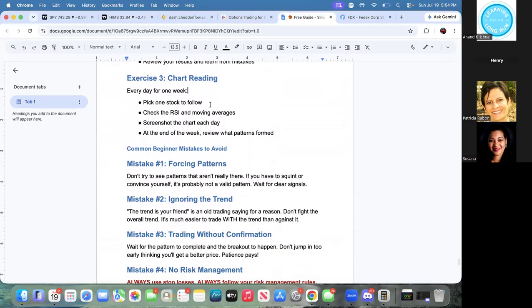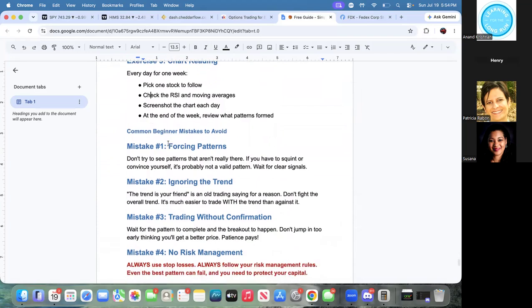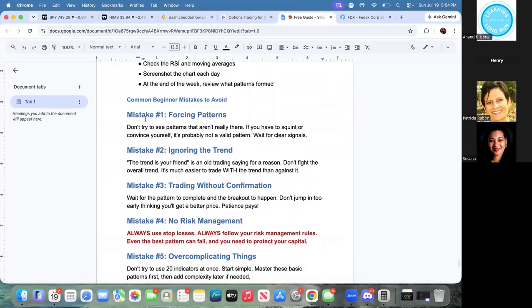Every day for 1 week, pick one stock to follow. Record the RSI and the moving averages. Screenshot the chart each day. Keep that in a log, in a Word doc, and make a report about a stock for 30 days straight. Just watch it, see what it does.